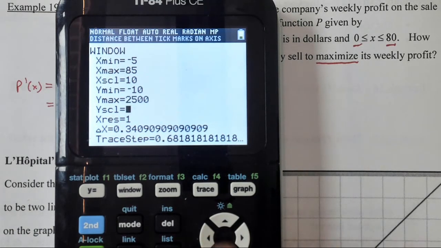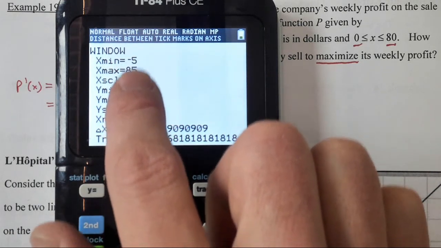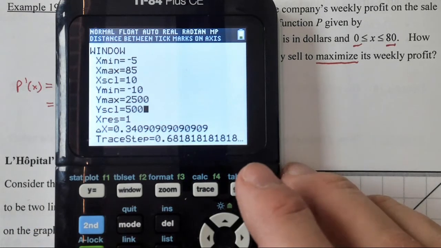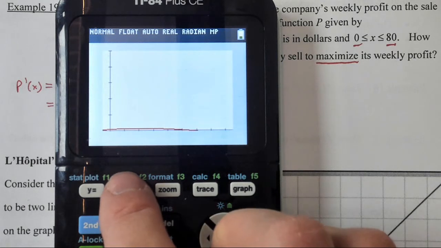All right, and the y scale will go by 500. Again, that doesn't really matter all that much. The key is that we're looking in between 0 and 80 right there. Okay, so now if we pull up our graph, we see the graph of our, well, that's way too high, so I guess we don't have that much of a profit here. So let me change my window just quickly.